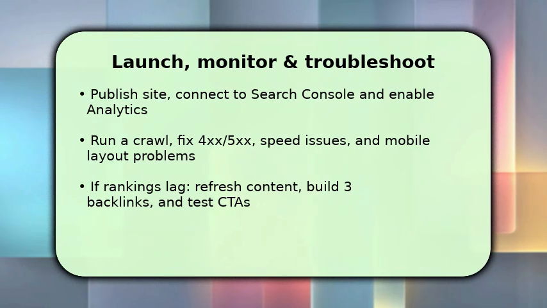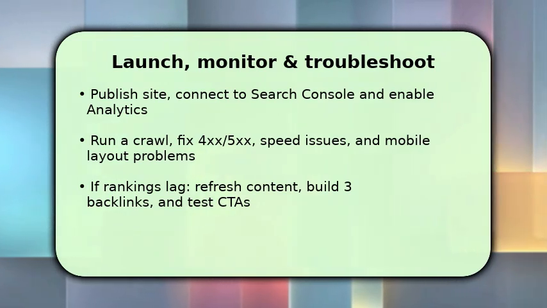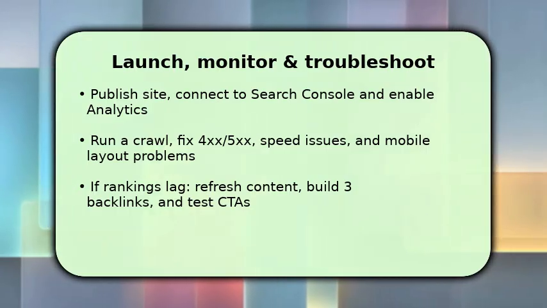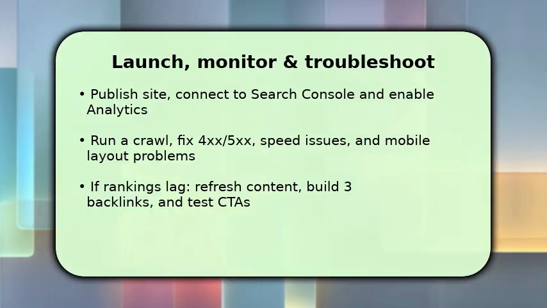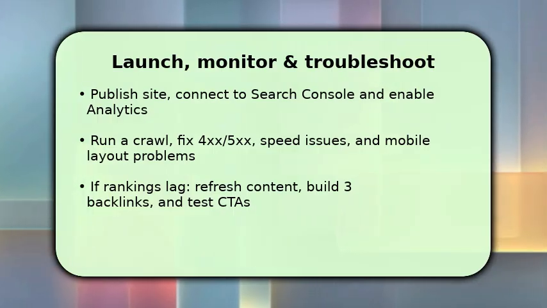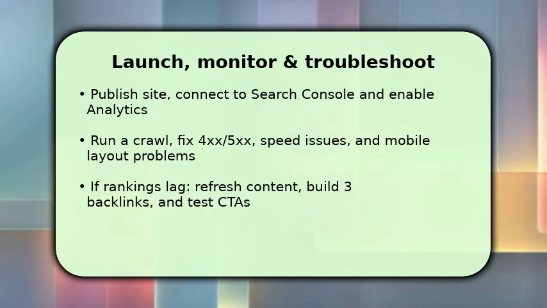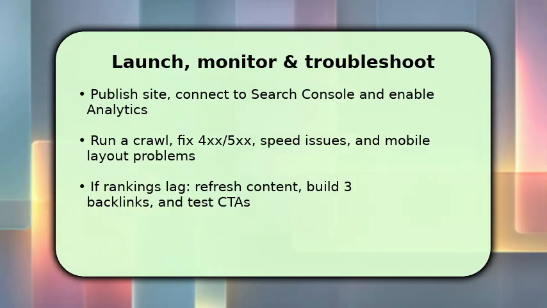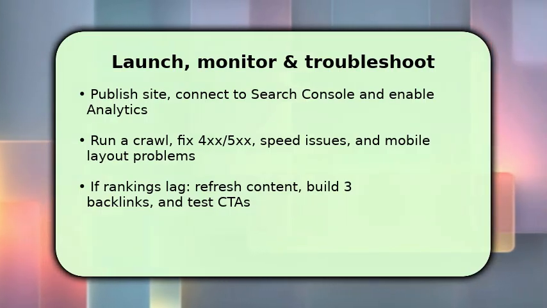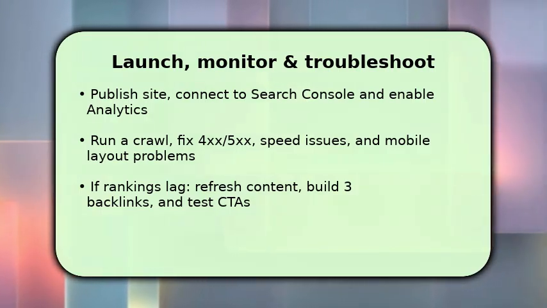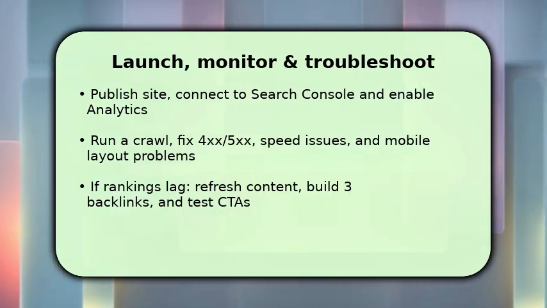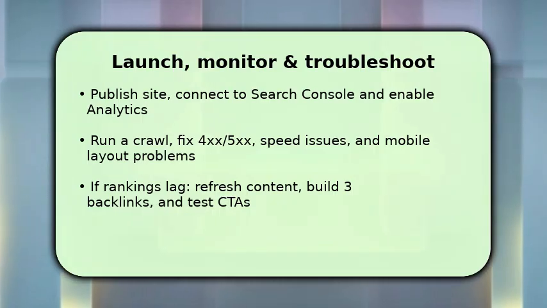You publish and then connect your Google site to Search Console and Analytics to measure impressions, clicks, and behavior. This is how you know what to improve. After launch, crawl the site to catch errors, fix broken pages, slow assets, and mobile layout shifts. If traffic or rankings fall short, refresh content with updated info, earn 3 relevant backlinks, and A/B test calls to action to boost conversion. One troubleshooting tip. If Google won't index, inspect URL in Search Console and submit a reindex request after fixes.